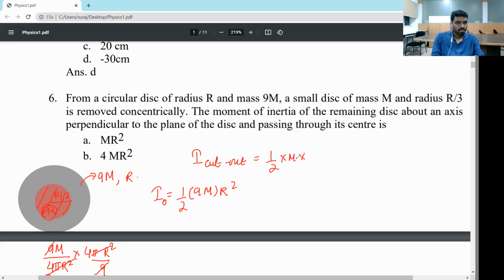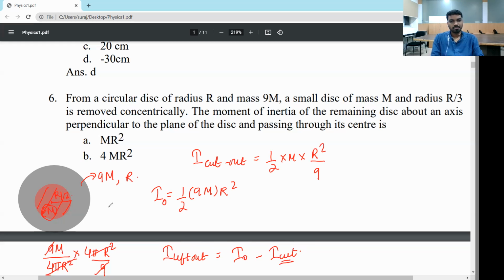Radius is how much? R square by 3 square, that is R square by 9. So this is the moment of inertia of the cutout. Now what I want is the moment of inertia of the left out part. So the moment of inertia of the left out part will be I original minus the moment of inertia of the cut out part.